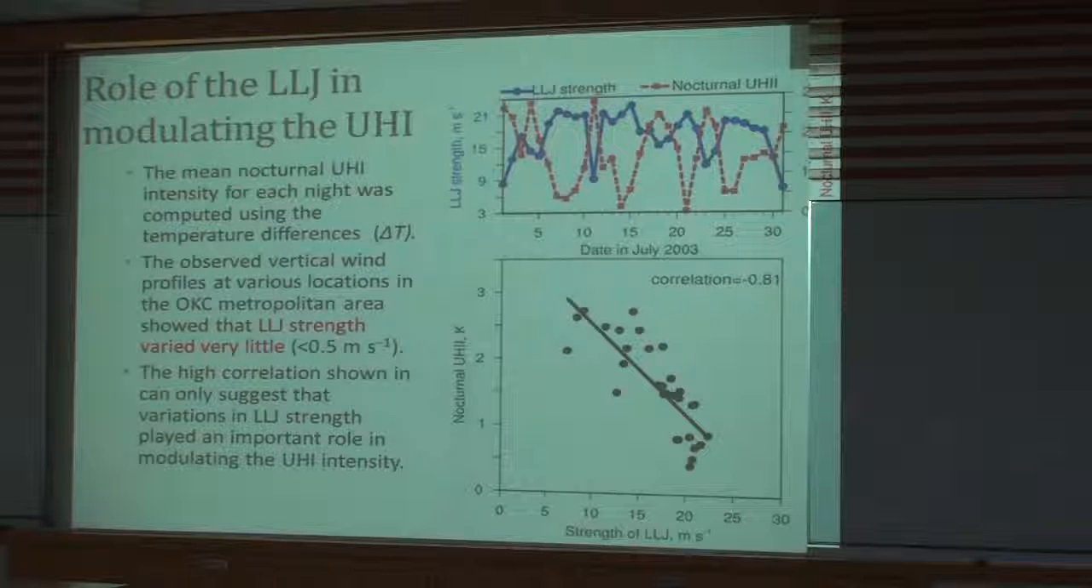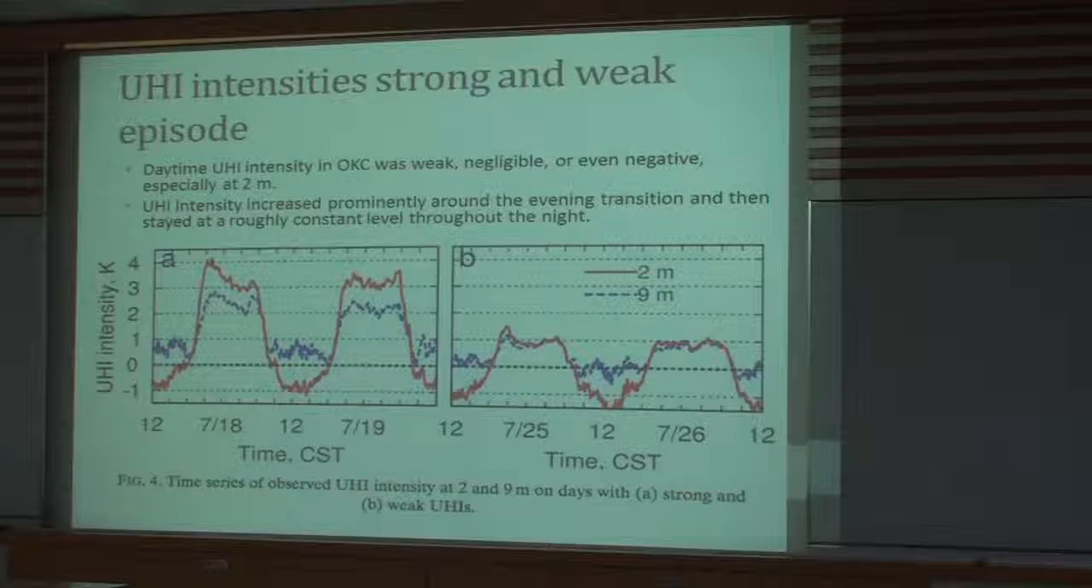The low-level jet strength is very little, just less than 0.5 meters per second. It's leading to the conclusion of the high correlation shown in this figure. The inverse correlation is 0.81. This suggests that the variation of low-level jet strength played an important role in modulating the UHI intensity.